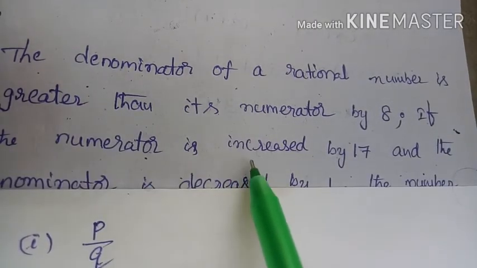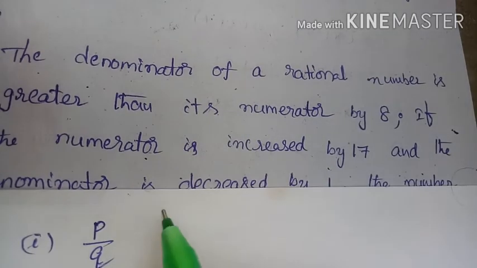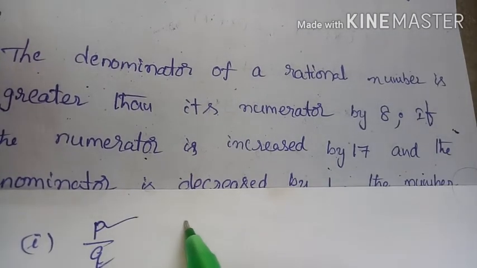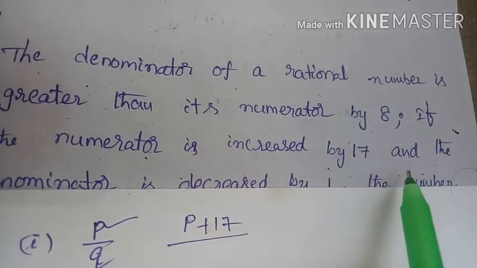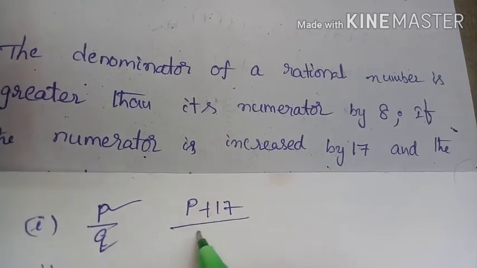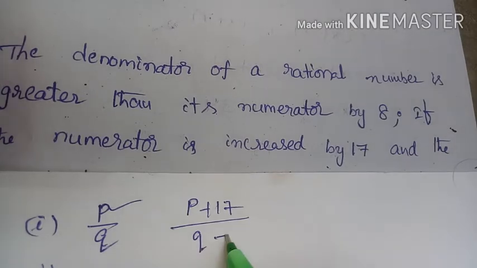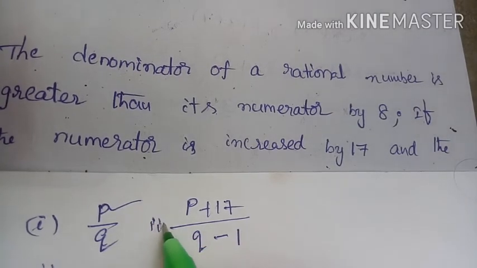If the numerator is increased by 17, that means the numerator p becomes p plus 17, and the denominator is decreased by 1. What is the denominator q? Q is decreased by 1, minus 1. Okay, this is the third clue.